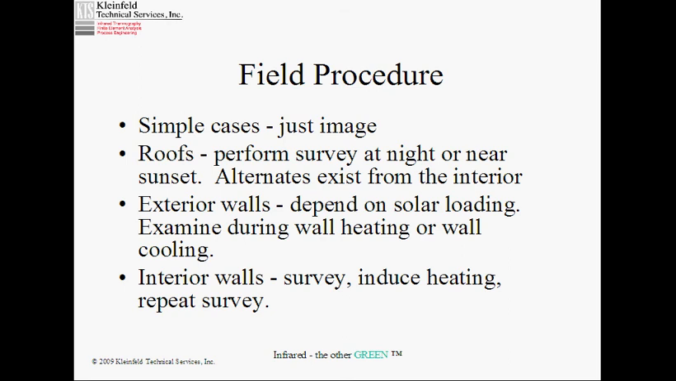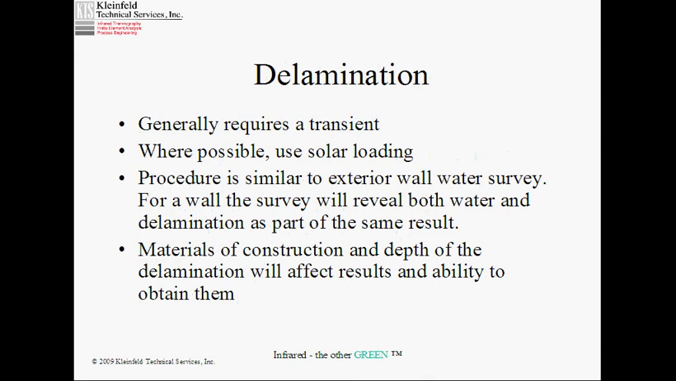So, the field procedure, the simple cases, go take pictures. Exterior walls, roofs get a little more complicated, and I've indicated that to you. Interior walls, my preference, again, if you will, belt and suspenders, is look at it, do something to it, induce the transient, look at it again, so you can look at the change from before and after, because changes are more informative than, well, I see something, but I don't know if it's an anomaly of the type we're looking for.